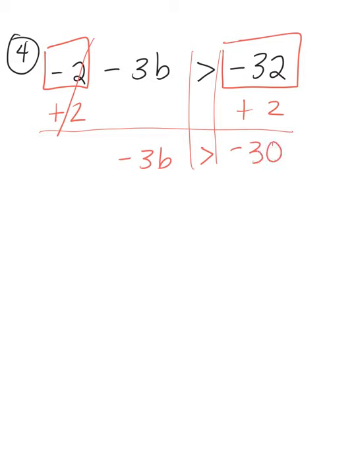Now pay attention to what you do next. How do I get rid of that -3 from the b? Divide it. Divide by a -3? Yep. I'm dividing each side by a -3. What happens to my inequality sign? It flips. This cancels out. b is left. What is -30 divided by -3? 10. b is less than 10.